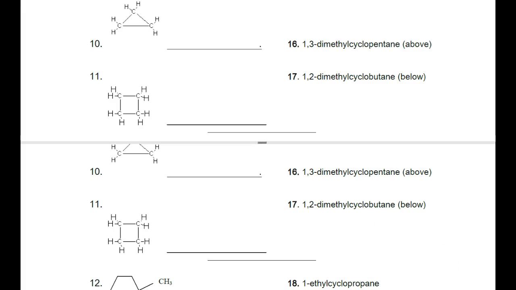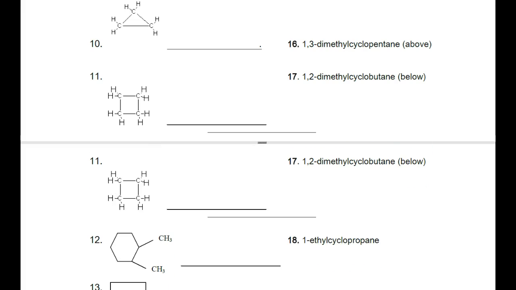Let's look at this last one. 1-ethylcyclopropane. Ethyl has one more carbon in it than methyl. So 1-ethylcyclopropane, 3 carbons. It's a triangle. 1-ethyl, it doesn't matter which one you call 1. I think I'll just call that one. And there's an ethyl group. I'm just bending it way out of shape out there.